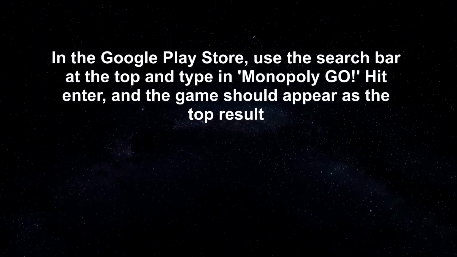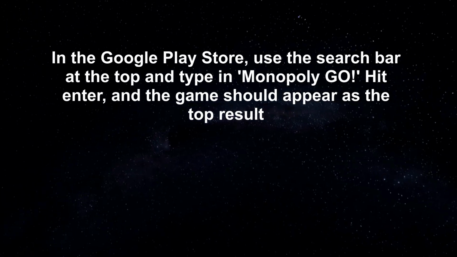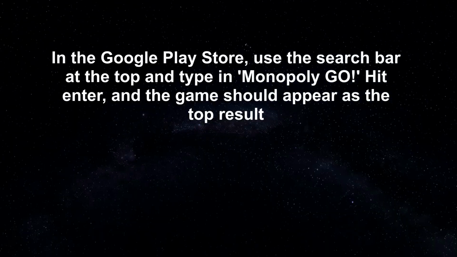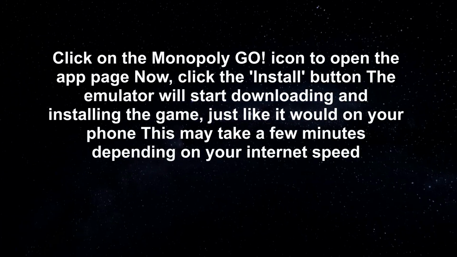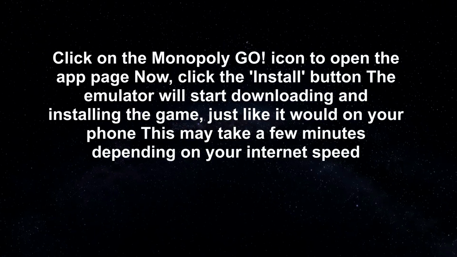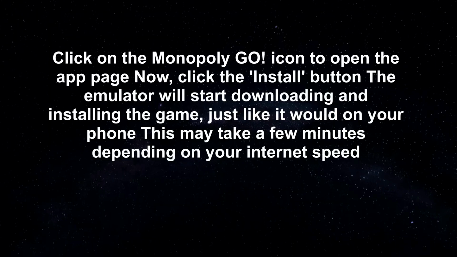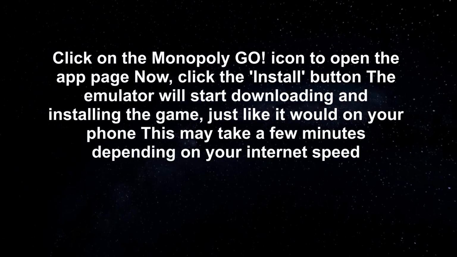Use the search bar at the top and type in Monopoly Go. Hit enter, and the game should appear as the top result. Click on the Monopoly Go icon to open the app page. Click the install button. The emulator will start downloading and installing the game.